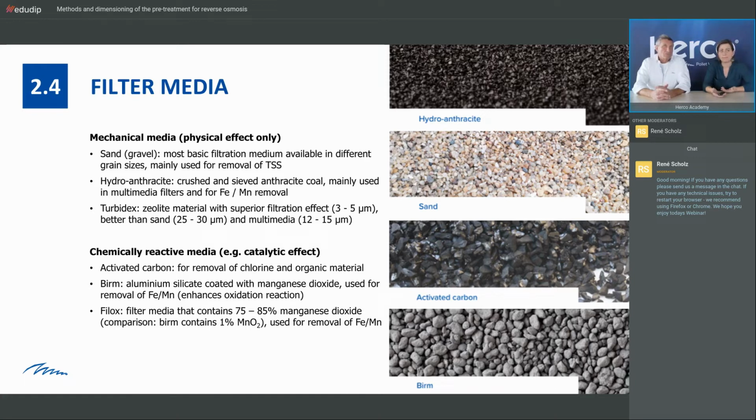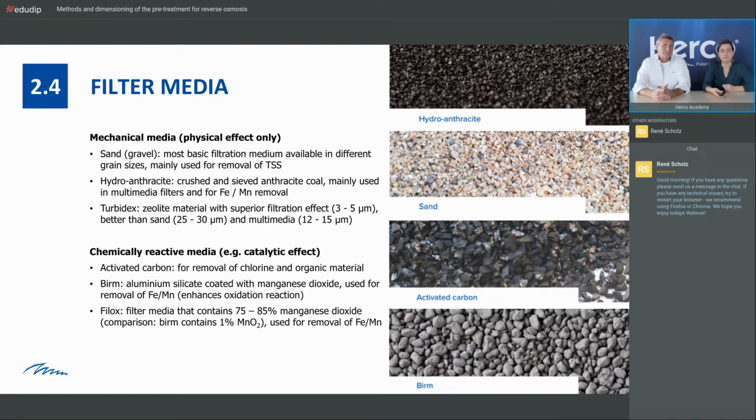The basic mechanical media would be sand or gravel. So that's the most basic medium. Or hydroanthracite, which is anthracite coal that is crushed and sieved to different grain sizes. This is used in multimedia filters, for example, also iron manganese removal.